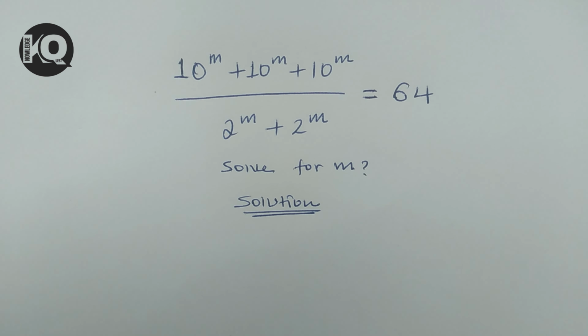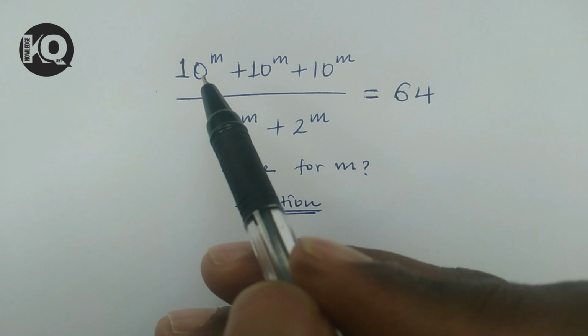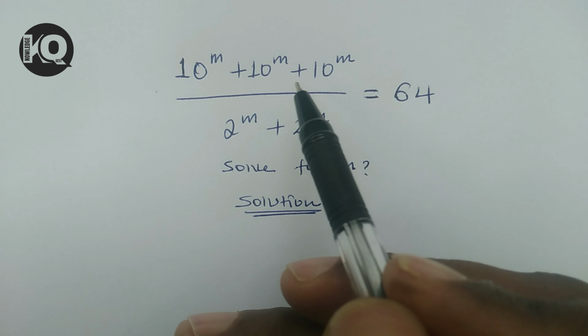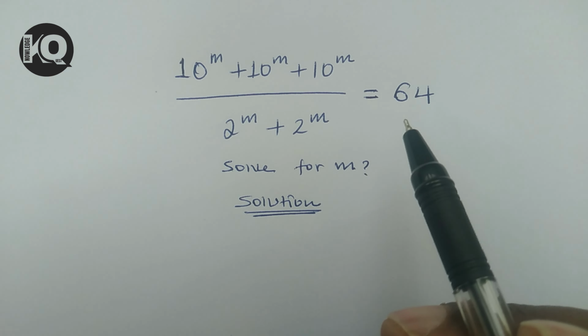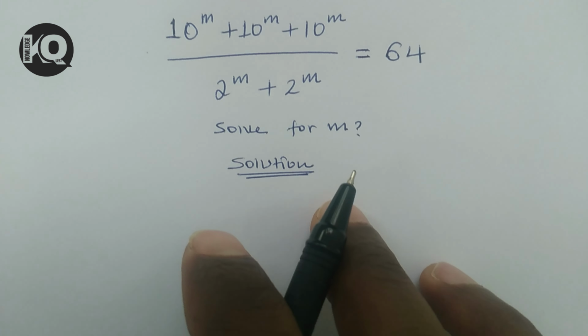Hello, welcome. Let's solve this problem today, which is 10 to the power of m plus 10 to the power of m plus 10 to the power of m divided by 2 to the power of m plus 2 to the power of m, which is equal to 64. So let's go to the solution.